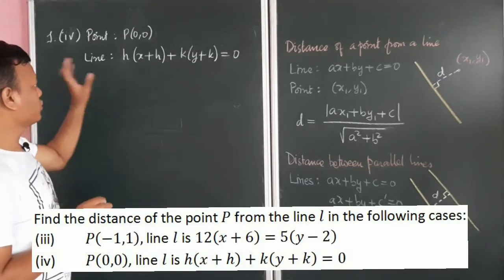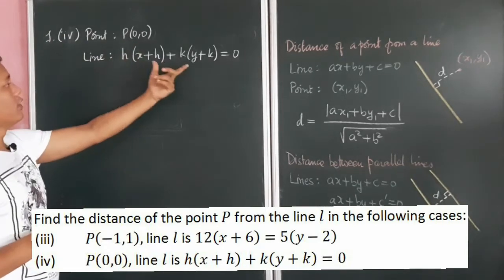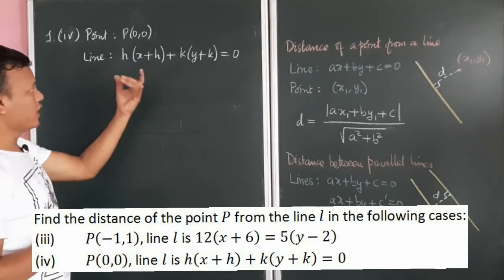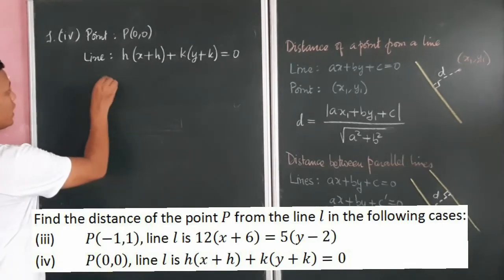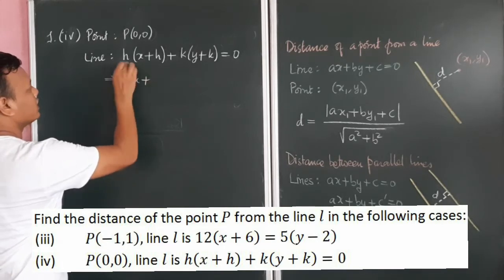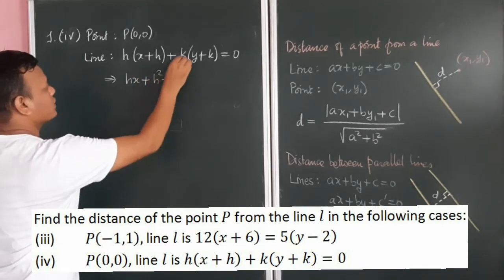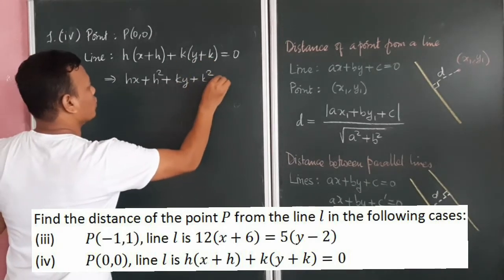Okay, so this is my next question. Question number 4 says the point is the origin and your line is given in this form. Let's try to keep it in the ax plus by plus c equals 0 form. So from here, h into x is hx, plus h into h is h square, plus k into y is ky, plus k into k is k square, equals 0.